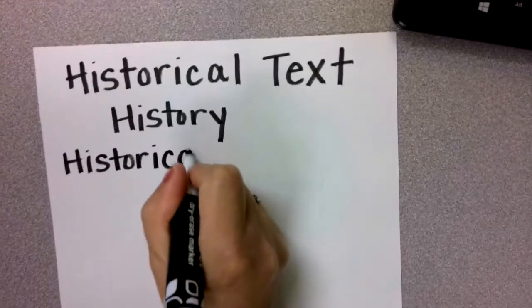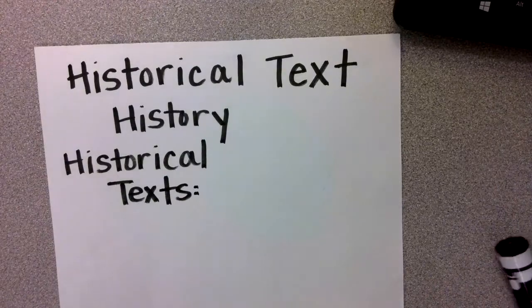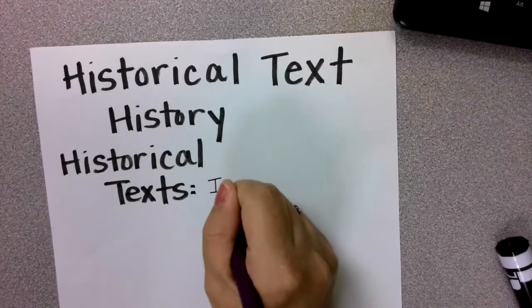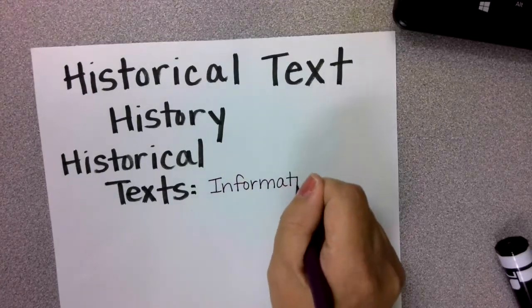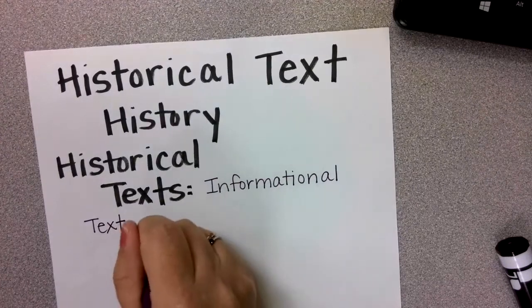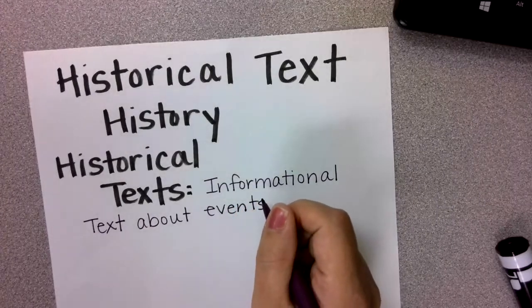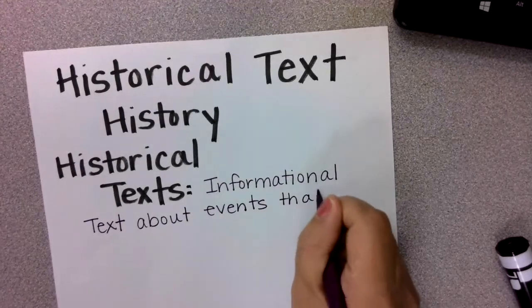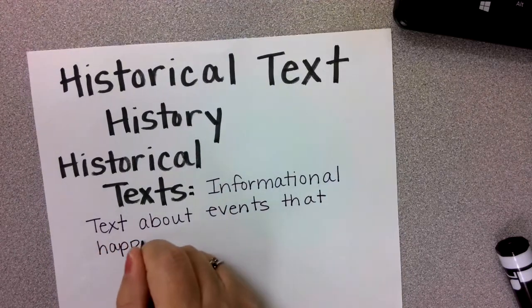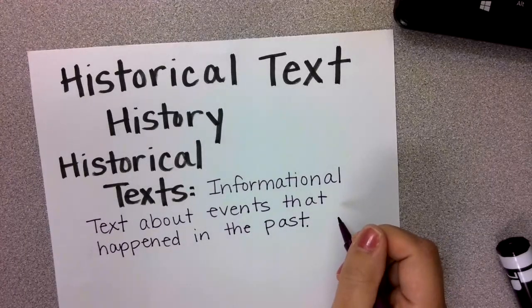the definition of historical texts is that they are informational text about events, about events that happened in the past. Or long ago.